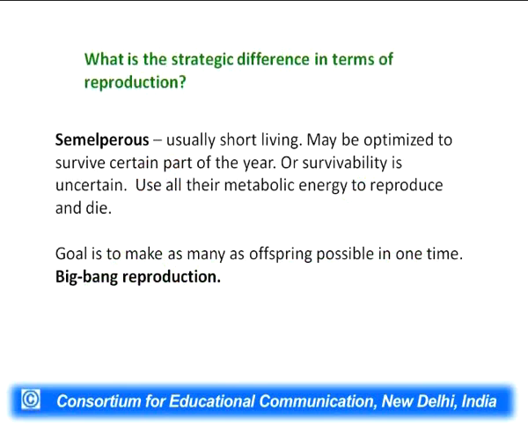Now one may ask the question, what is the advantage or disadvantage in both types of reproduction, in the case of being semelparous or being iteroparous? The semelparous, or most of the annuals, are usually short living. As I told you, their survivability over a period of a year is uncertain. So when the survivability of the adult is uncertain, every individual would like to produce as many offspring as possible at one time, which is called big bang reproduction.